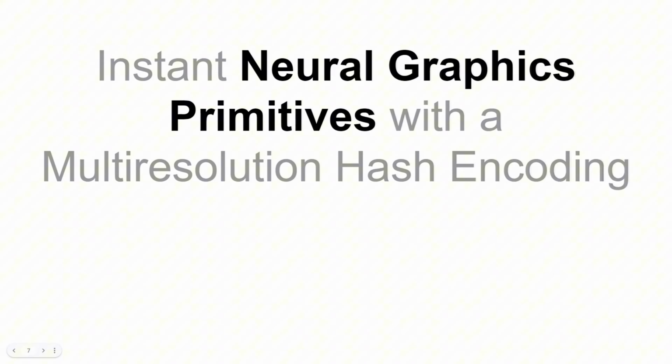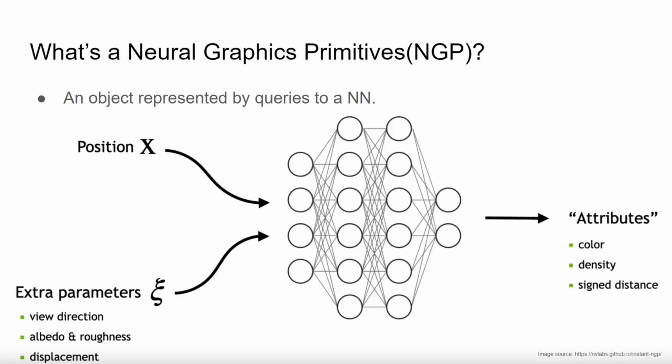We can move on to the next part of the title, which is neural graphics primitives. What the authors mean by neural graphics primitives is just an object represented by queries to a neural network. This type of network often has the structure of taking in a position and outputting some kind of attribute, with extra parameters as input. We'll see some examples next.